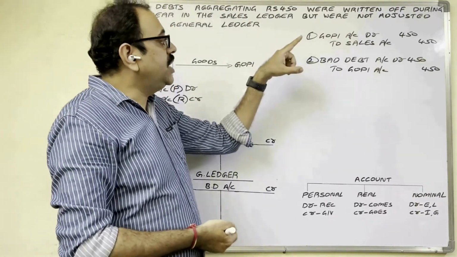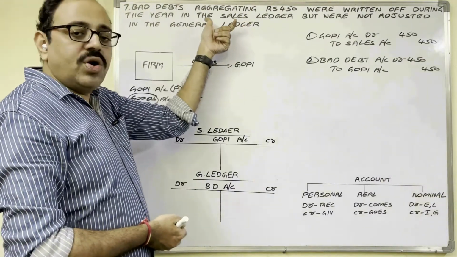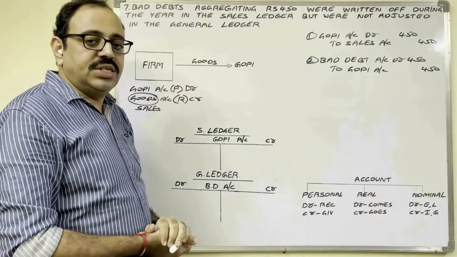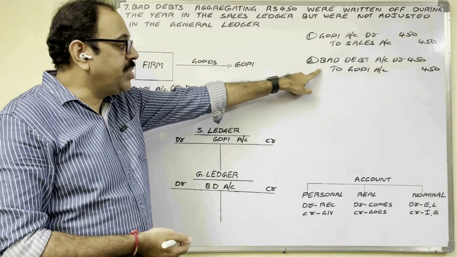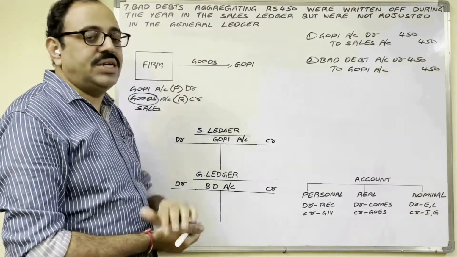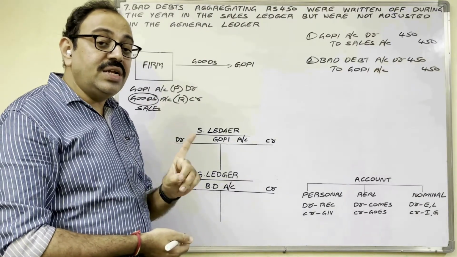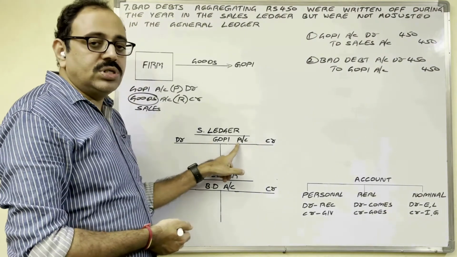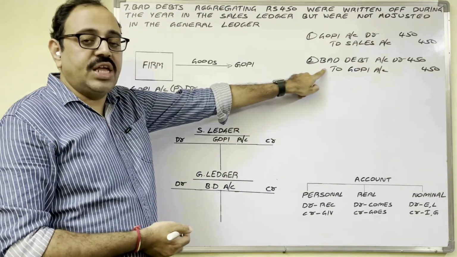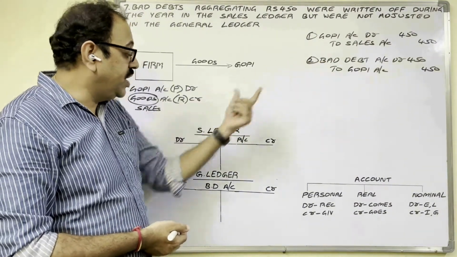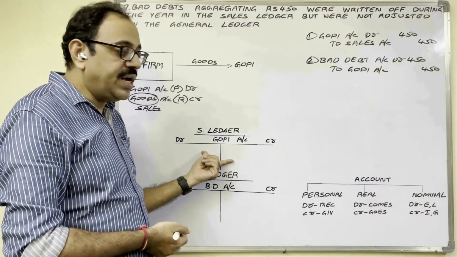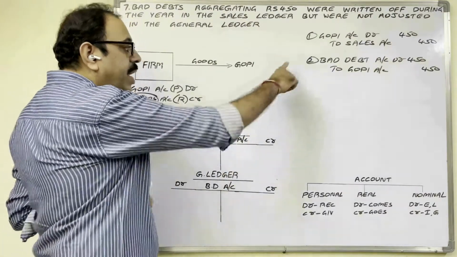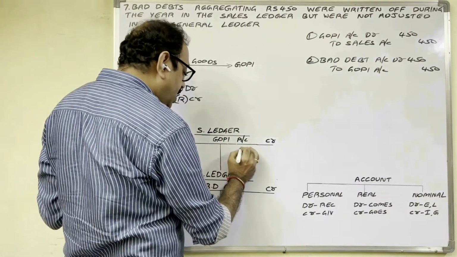So what is the mistake? In the sales ledger they have recorded this transaction but not adjusted in the general ledger. This bad debts information is recorded in the sales ledger. Sales ledger contains debtors accounts. Means in Gopi's account they have recorded this entry. They have posted this entry in Gopi's account. Which side? Gopi is credited. Therefore credit side by bad debt 450 they wrote.